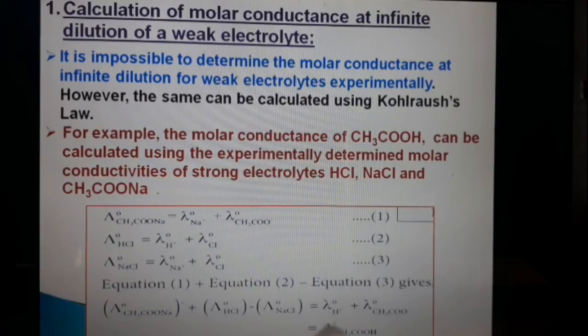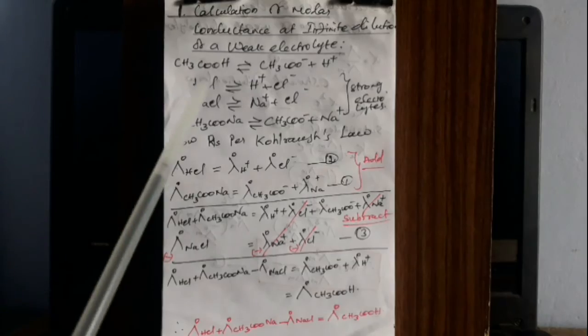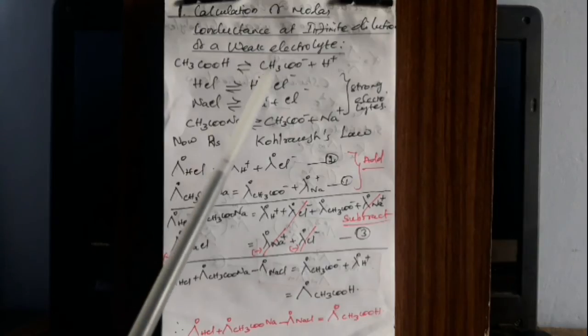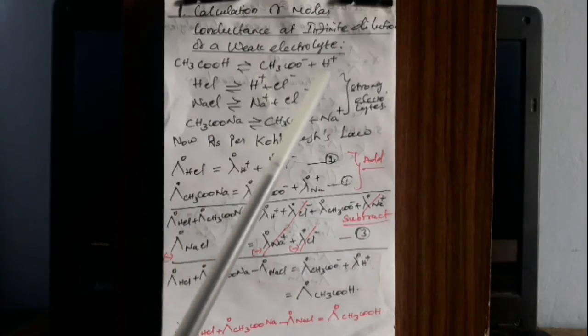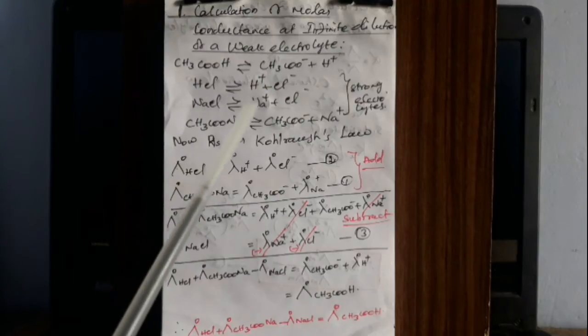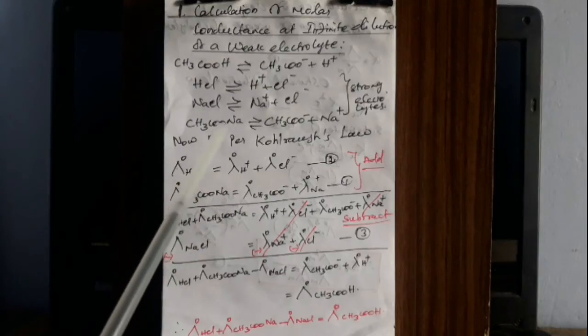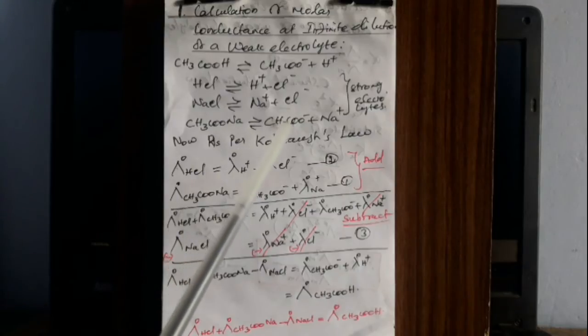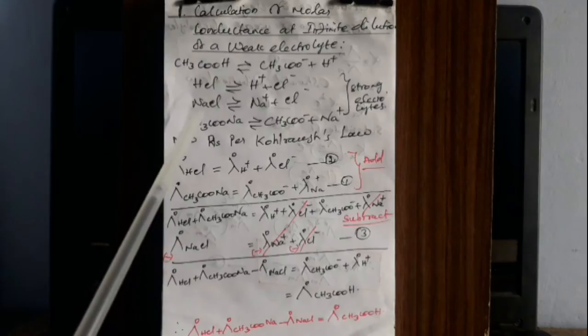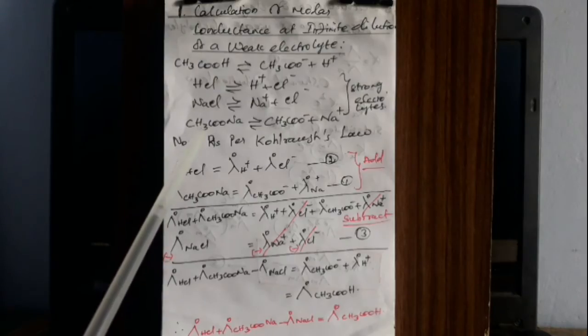Now I show the handwritten calculation. See this: CH3COOH, acetic acid, ionizes into CH3COO minus plus H plus; HCl gives H plus and Cl minus; NaCl gives Na plus and Cl minus; CH3COONa gives CH3COO minus and Na plus. Acetic acid, hydrochloric acid, sodium chloride and sodium acetate.